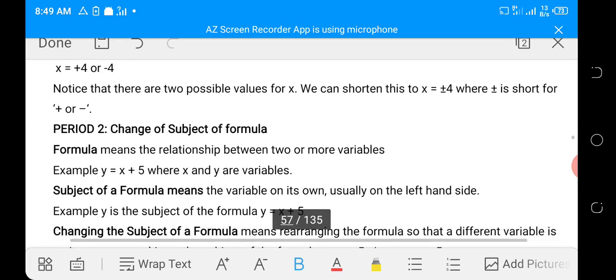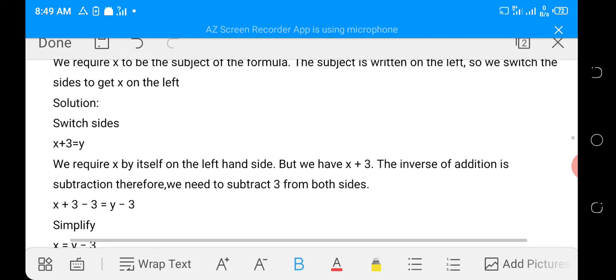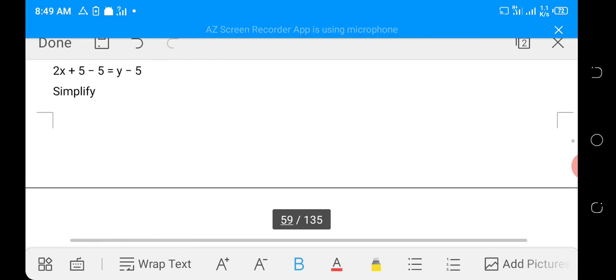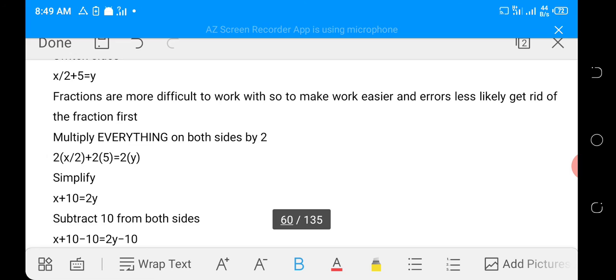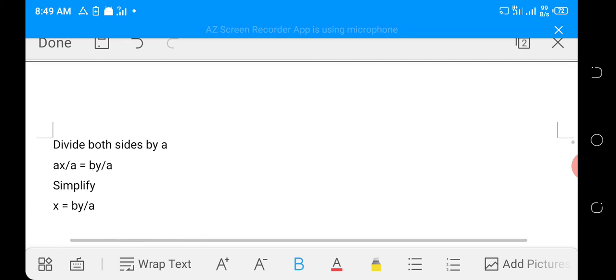After that, we looked at some examples before we moved to period 2, where we started change of subject of formula. There we looked at a series of examples on how we can change one quantity to another to make it the subject of the formula. We ran through a series of examples until we got to example 12, which is the last one we considered.